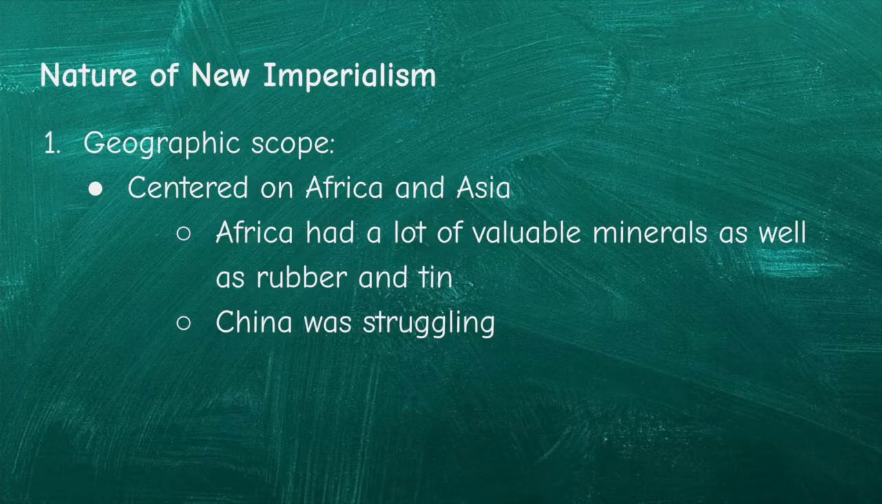And then when you have China, China was struggling internally and politically. There had been failed revolutions. The empire of China was crumbling. So a lot of European nations viewed China as being rather weak and vulnerable, and they wanted to make sure that they not only took advantage of that, but that they did not lose access to any of the silk or tea that they had.